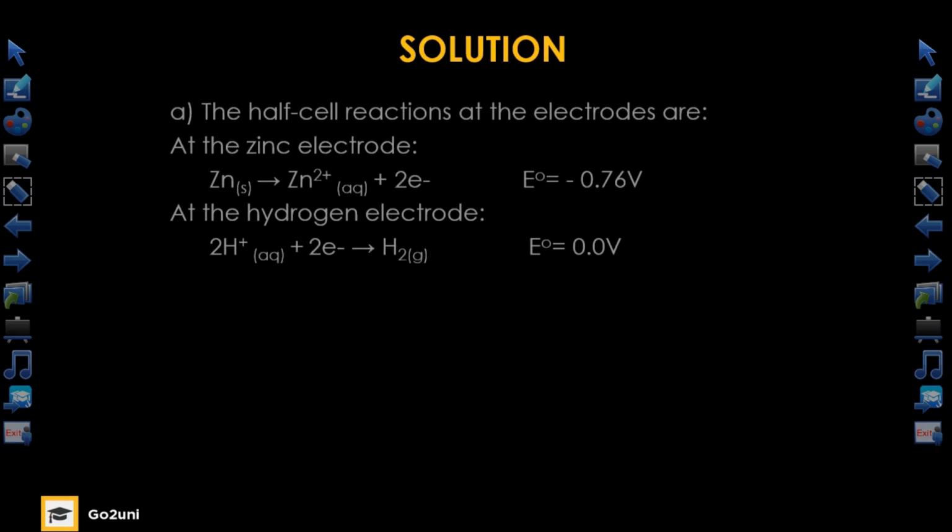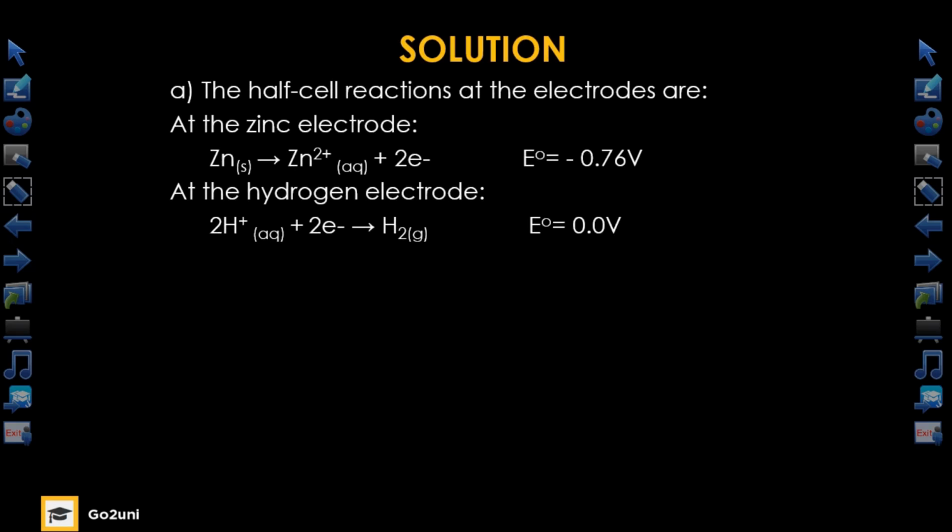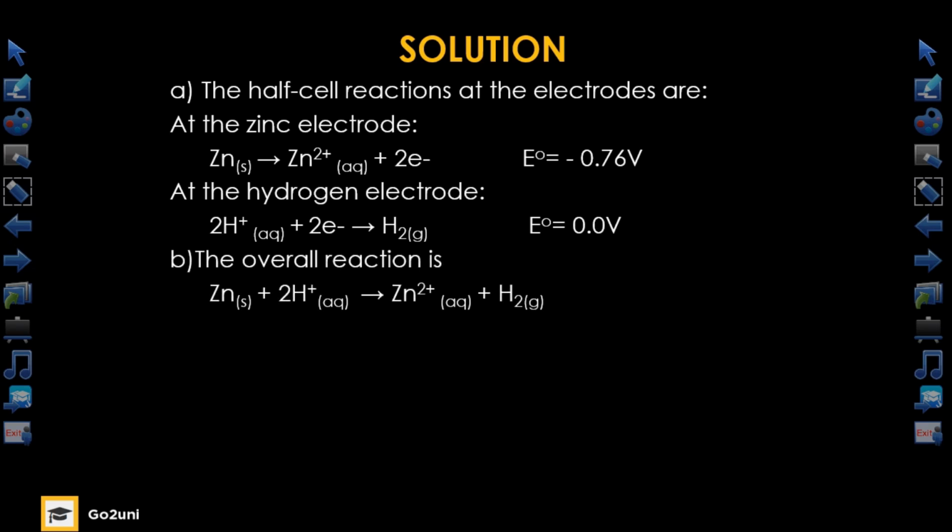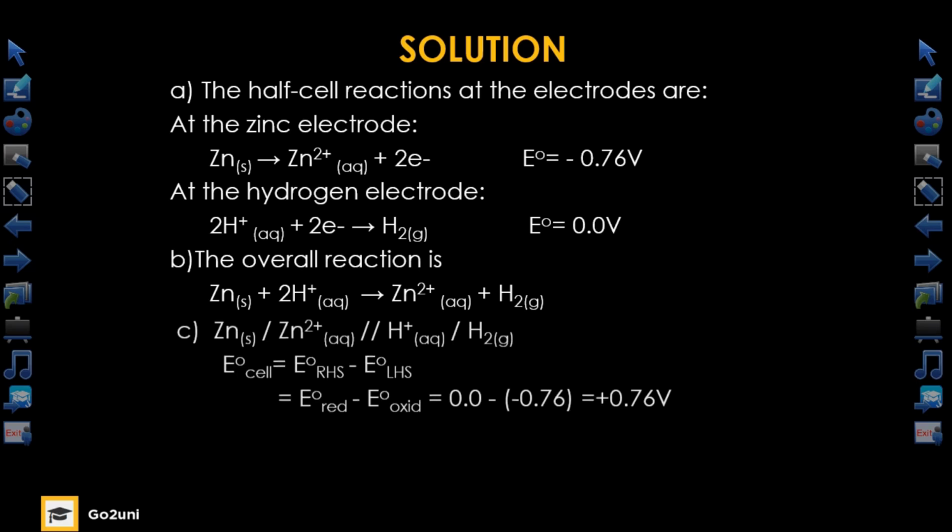So looking at the connection between zinc and SHE, since electrons leave zinc, it means that zinc loses electrons, and that is oxidation. So since zinc loses electrons, oxidation, it means at the hydrogen side, these electrons will be gained. So hydrogen will gain electrons, and that is reduction. So the overall reaction is zinc reacting with hydrogen ion to give us zinc ion and hydrogen gas liberated. So that tells us that zinc has been oxidized.